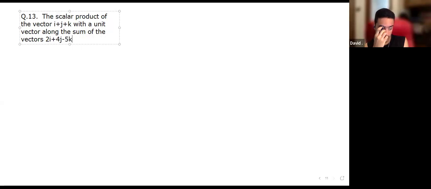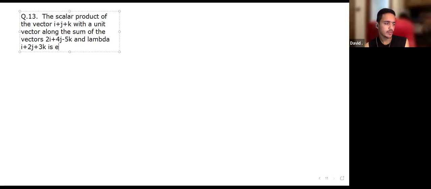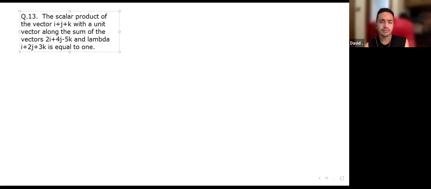Yes, 2i cap plus 4j cap minus 5k cap, and lambda i cap plus 2j cap plus 3k cap, is equal to 1, and you need to find the value of lambda. This is the question.